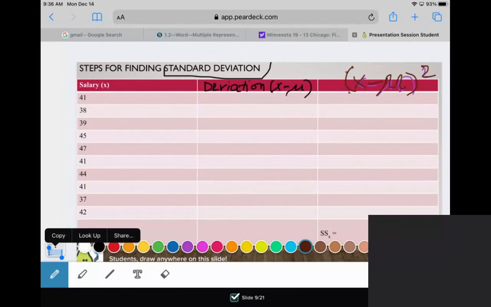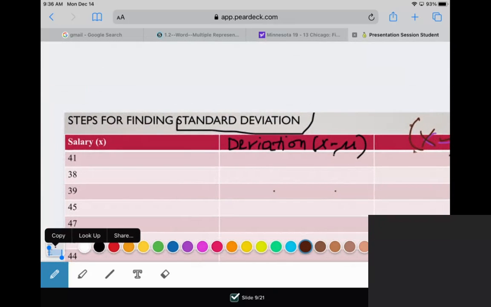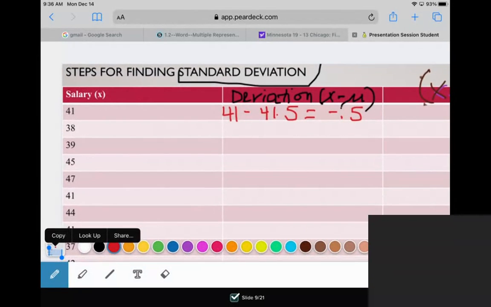So just to remind you, we know the mean is 41.5. Okay, 41.5. To find the deviation for the first one, I'm taking 41 minus 41.5, which gives you negative 0.5. So now we're going to finish this whole table. Remember last time we just did a couple of those. This time we're going to do all of them, for the 10 people. So 38.